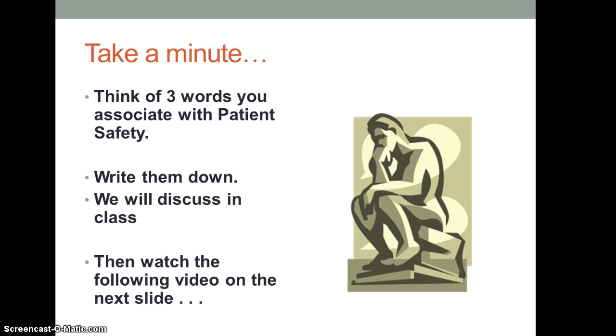So now I want to switch gears just a little bit, and I want you to think of 3 words that you associate with patient safety. You know, we've been talking a little bit about hygiene and medical asepsis and that sort of thing. But think of 3 words, just 3 words. Just write them down and bring them to class. I would like to see what it is that you come up with.